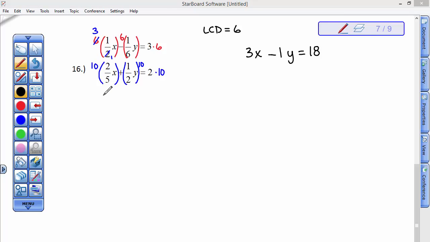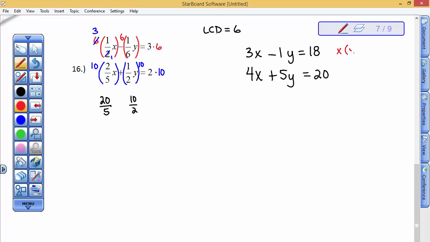Here, 10 times 1 is 10. 10 divided by 2 is a 5y. And then on the right side, 2 times 10 is 20. Now I'm ready to solve the system, and I can see that I would like to make these 5's and negative 5's. So I'm going to multiply this equation by just the number 5, because that will make this a negative 5. But first, the 3 times 5 is 15x. The minus 1 times 5 is a minus 5y, and 18 times 5 is 90, I believe.